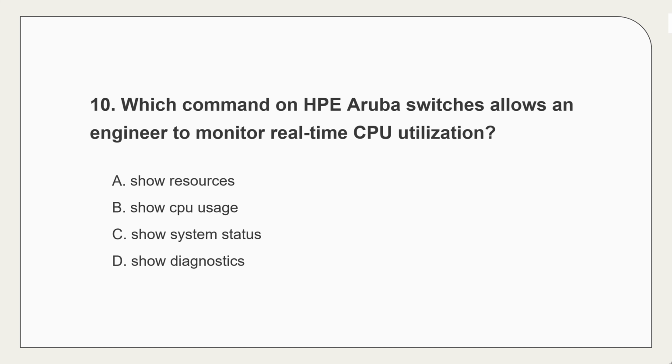So the correct answer is: the show cpu usage command shows real-time CPU performance on the switch, helping you identify if high CPU usage is causing issues.